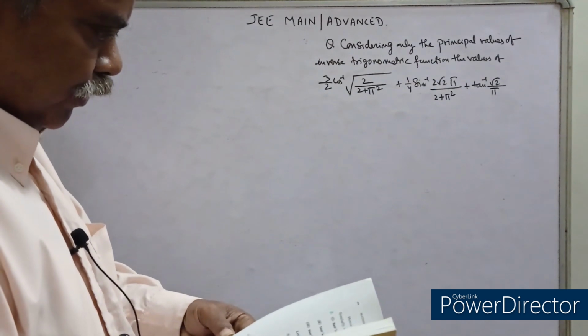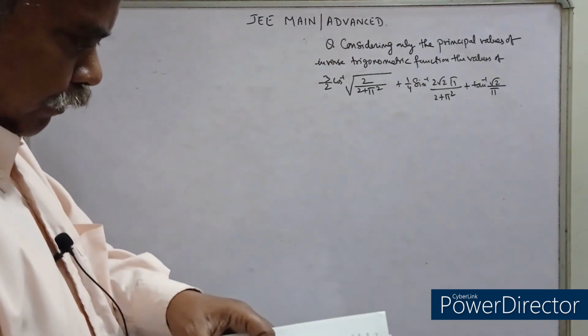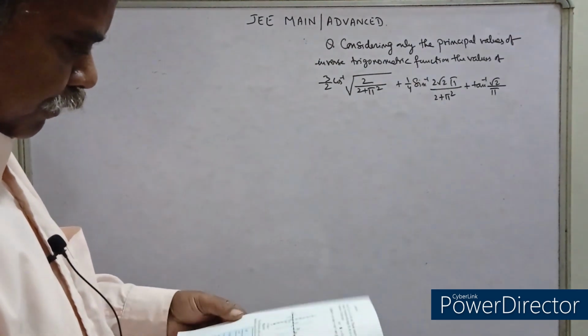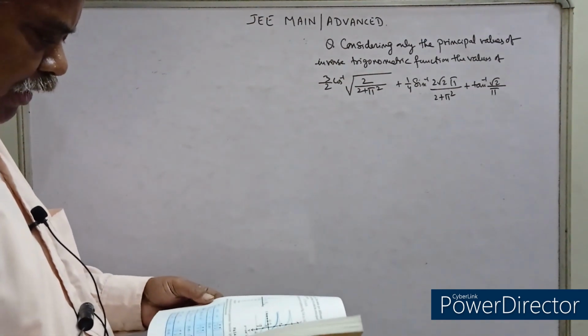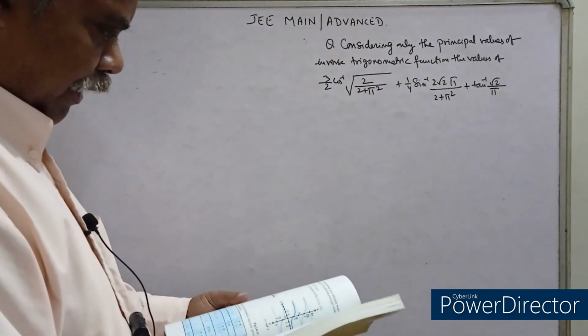A chart has been given in your textbook for principal values of different trigonometric functions. The chart has been given for you.